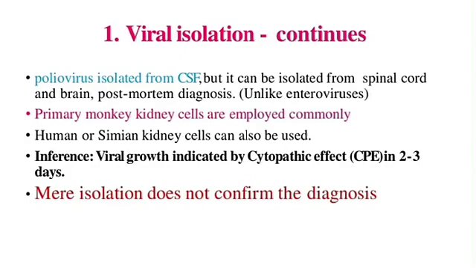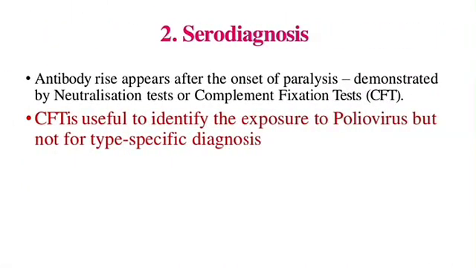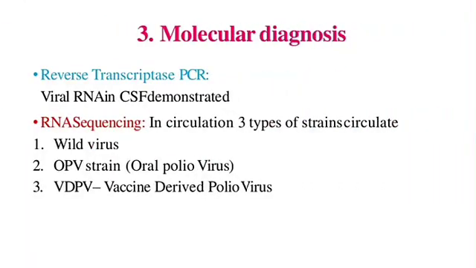Primary monkey kidney cells are commonly employed. Human or other kidney cells can also be used in viral isolation. Viral growth is indicated by the cytopathic effect, or CPE, in 2 to 3 days. Mere isolation does not confirm the diagnosis, and the next step is serodiagnosis. Antibody rise appears after the onset of paralysis. These are demonstrated by the neutralization test or the complement fixation test. CFT is useful to identify exposure to the poliovirus but not for type-specific diagnosis.